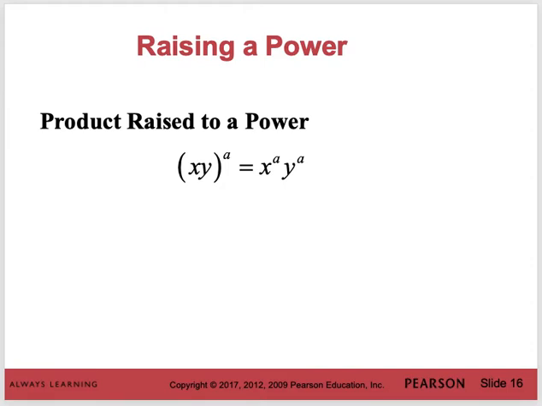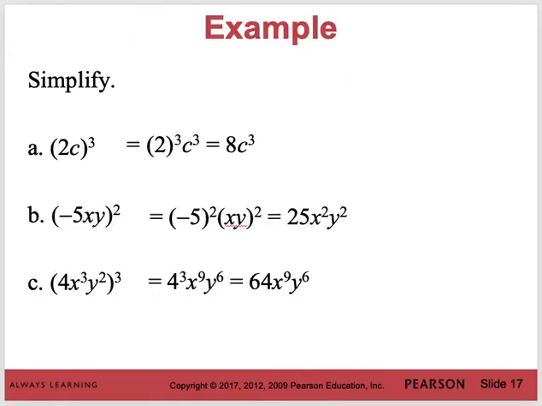If we have a product, so we have two numbers that are being multiplied inside, and then they're raised to a power, all we do is distribute that power to each separate number. So here's an example. I would raise 2 to the third power, and then also raise c to the third power. And that would give me 2 times 2 times 2, which is equal to 8, c cubed. I would raise -5 to the second power, and x to the second power, and y to the second power, which would give me 25. -5 times -5 equals a positive 25, x squared, y squared.